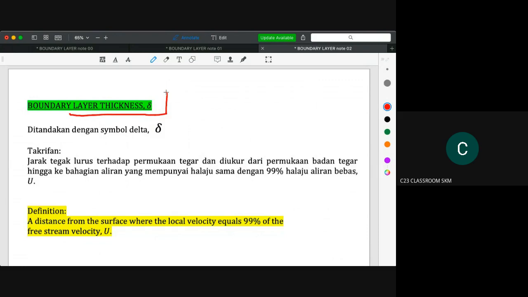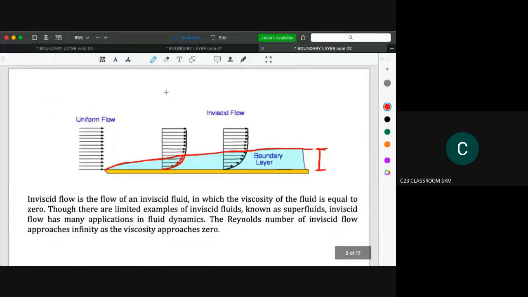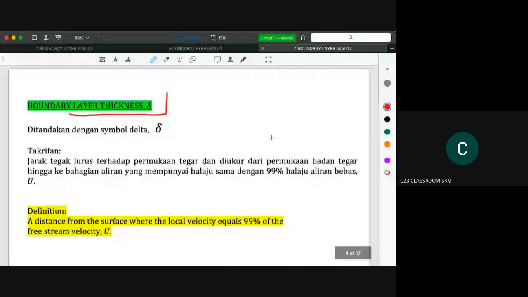So what is boundary layer thickness? You should know that it is the thickness, meaning the length, the distance from this surface until this point. But you must know at what point you must stop. Whether you want to take 100% or 99%, it depends on the definition. Let's see the definition of boundary layer thickness.